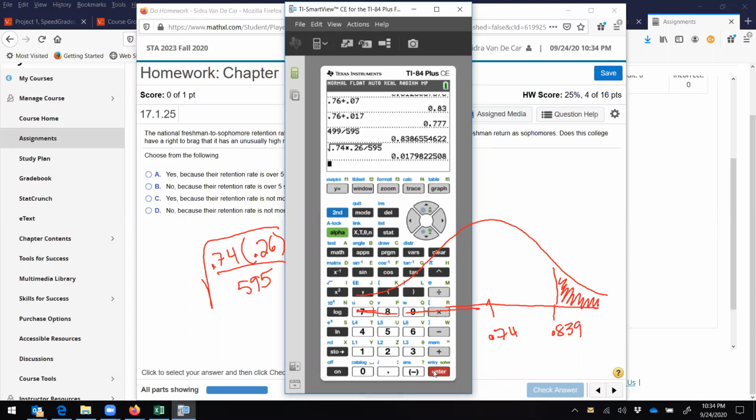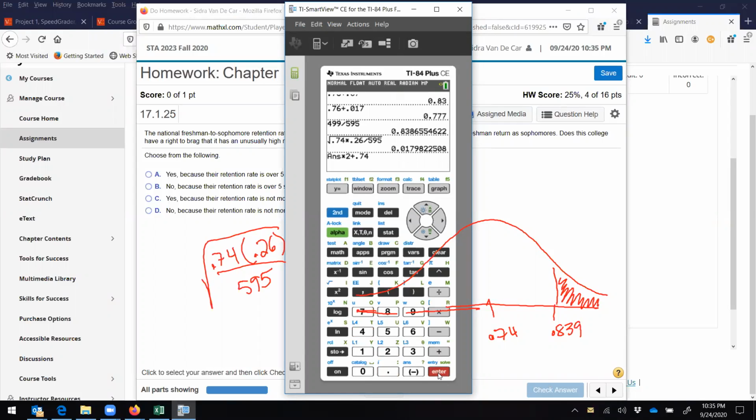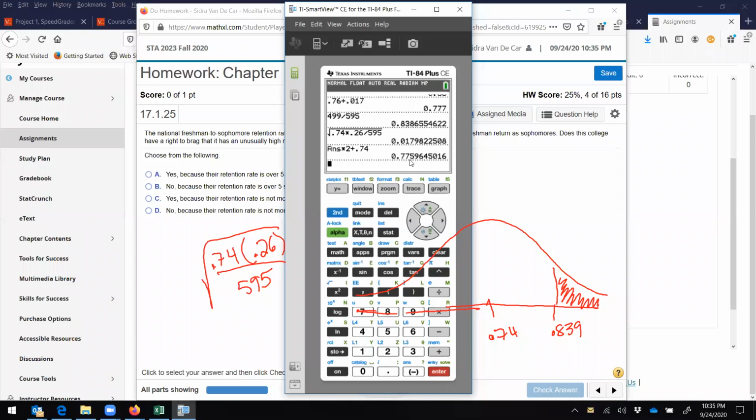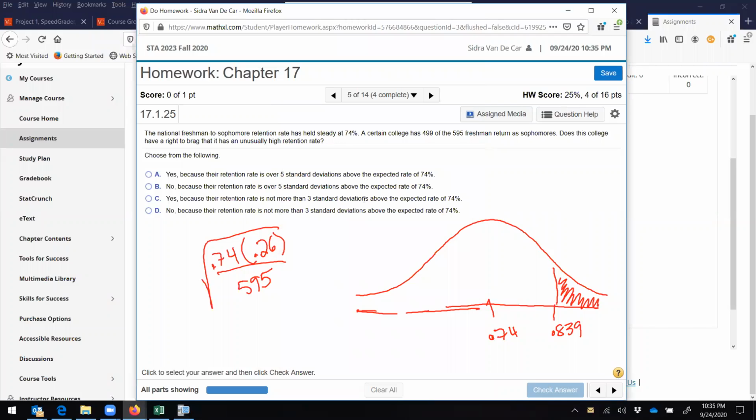All right, we get 0.0179. So let's add that to the 0.74. Twice, so I should do times 2 plus the mean 0.74. And that's 2 standard deviations up. That would be 0.77. Well, this 0.83 is way beyond 0.77. So yes, this is more than 2 standard deviations up.